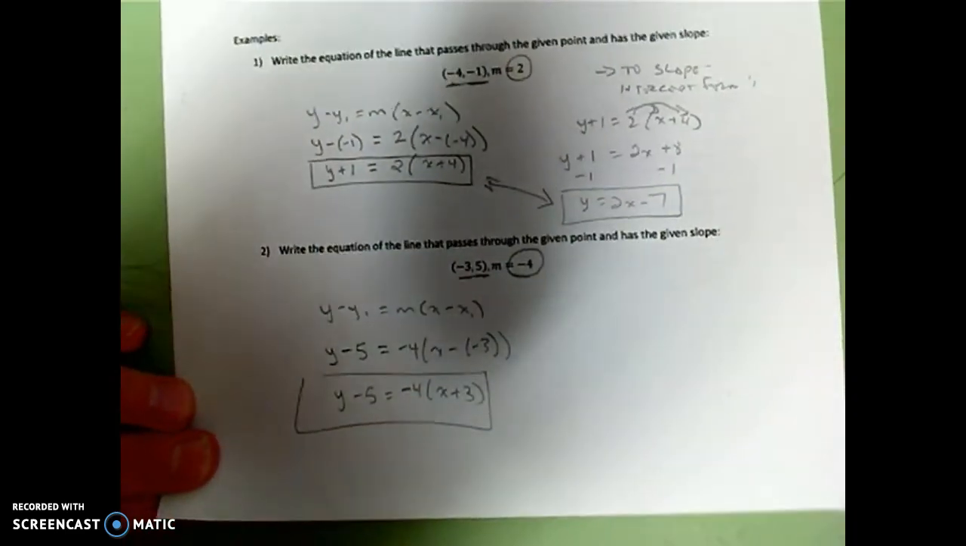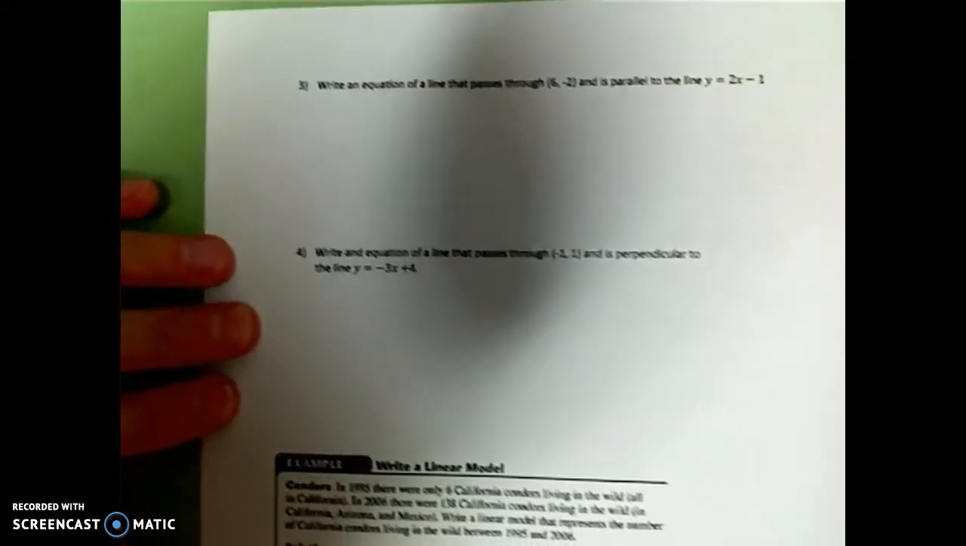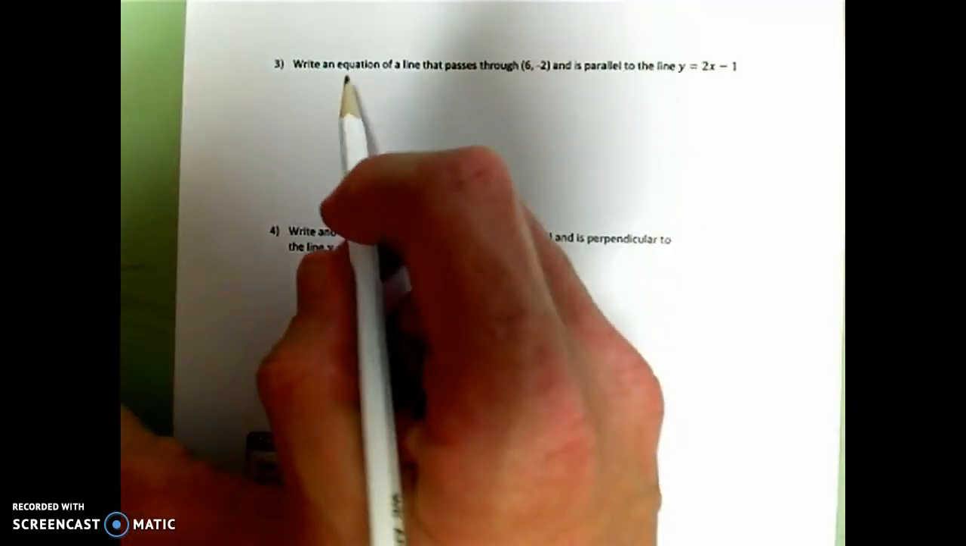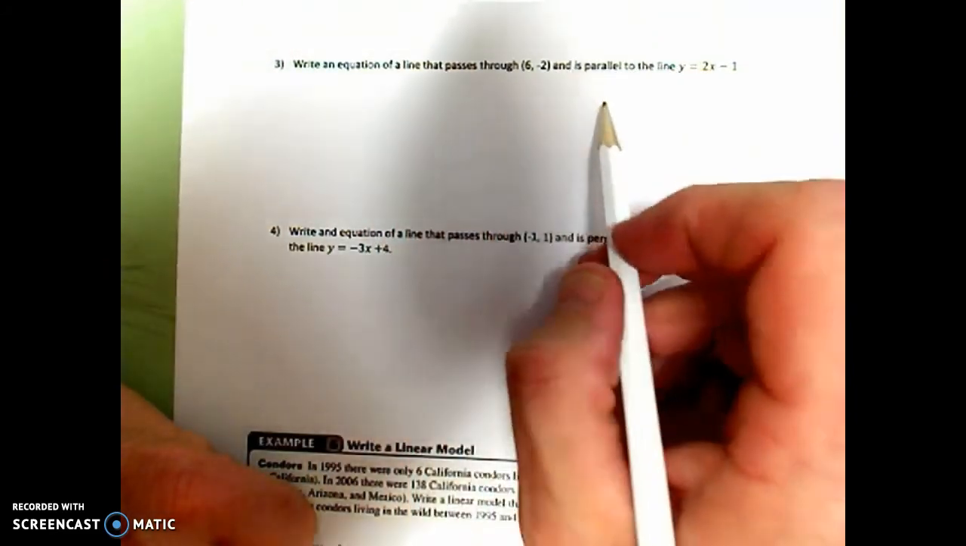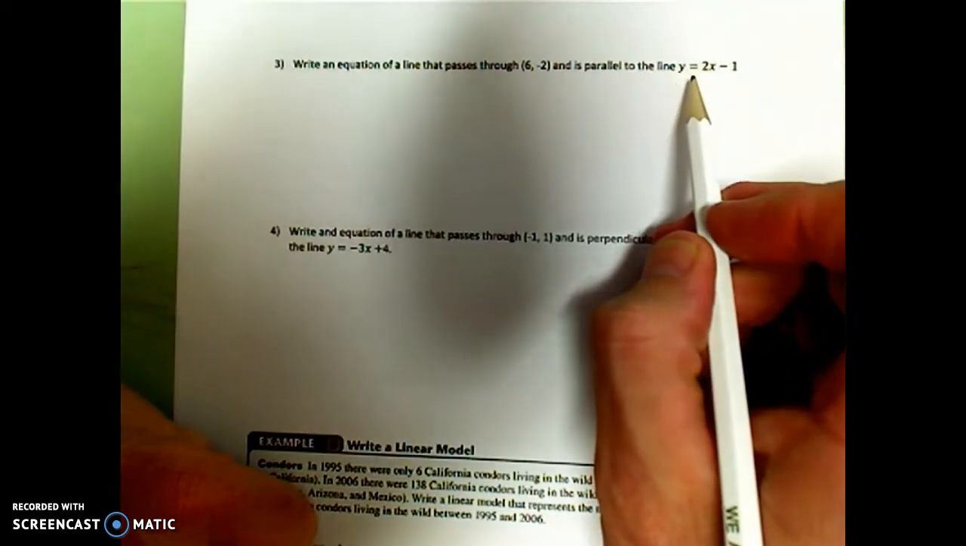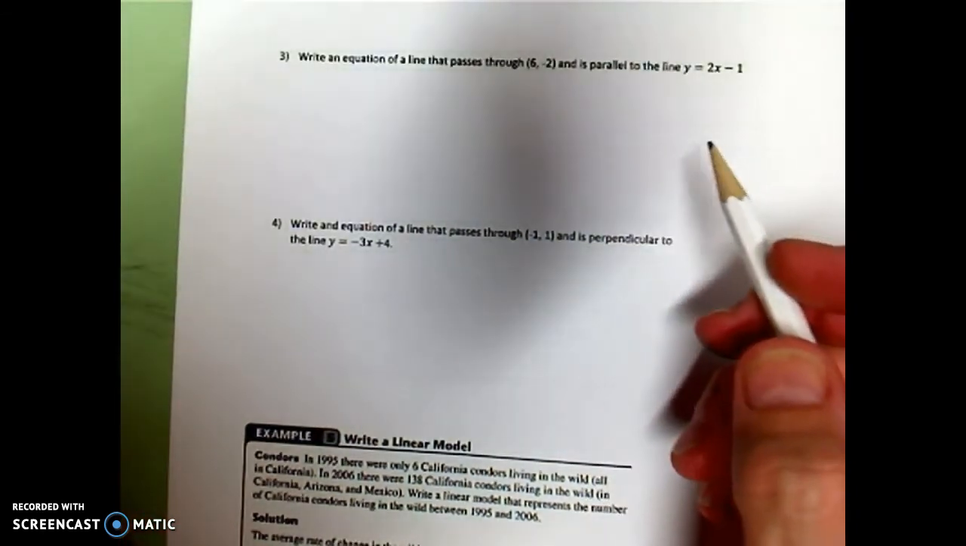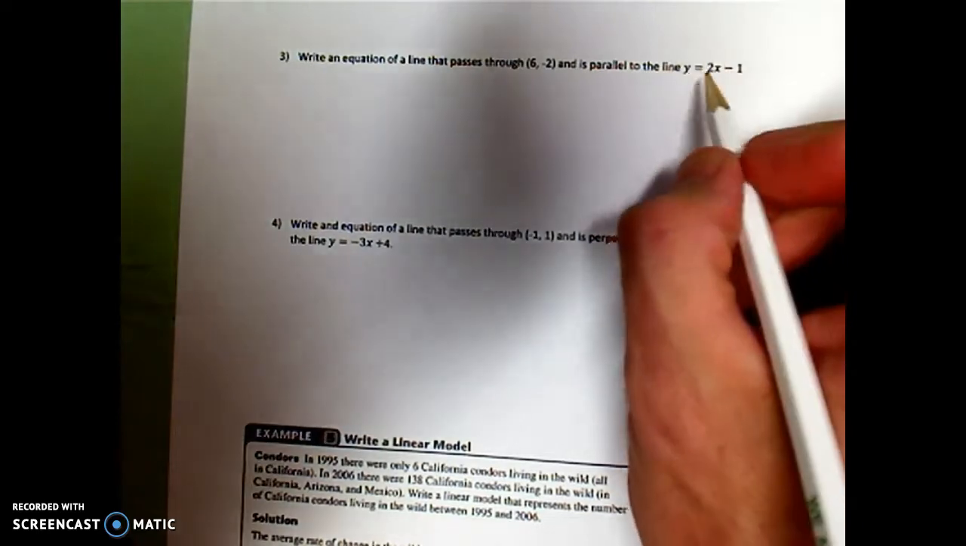In both of these cases, we were handed a point and a slope. Not always going to be the case. For instance, write an equation of a line that passes through the point 6, -2, and is parallel to the line y equals 2x minus 1. And we have a point, but we're not given our slope value. But with a little bit of detective work, we can find it.